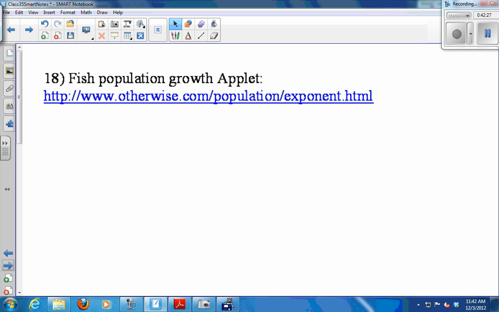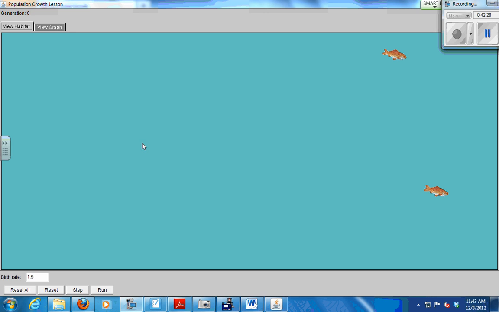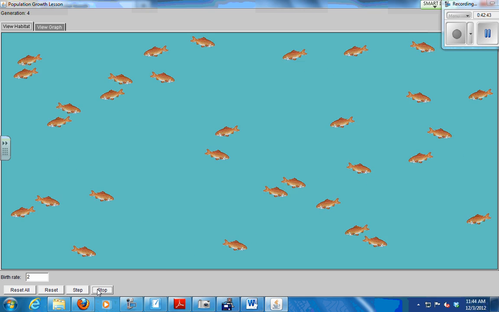Oh, I wanted to show you this little applet, growth. And we can make the birth rate various things like, say 2. The population doubles every generation. So you can run it, and it just shows the population doubling.